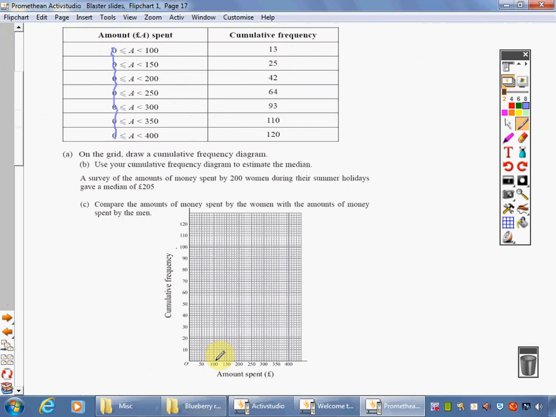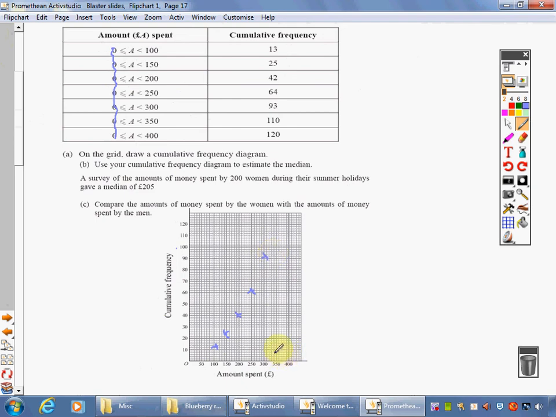So we've got 100 against 13. I haven't brilliantly calibrated the board actually, it's moved a bit, so I'm going to really struggle to do this accurately. 100 against 13, 150 and 25 is about there. 200 and then 42, 42 should be about there. 250 and 64 is round about there. 300 and then 93, 93 is up to about there. I'm really struggling here, I'm sorry.